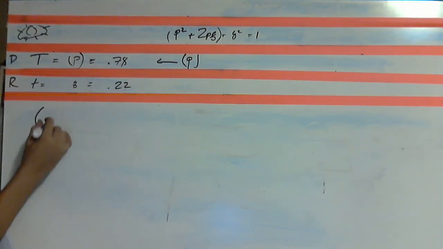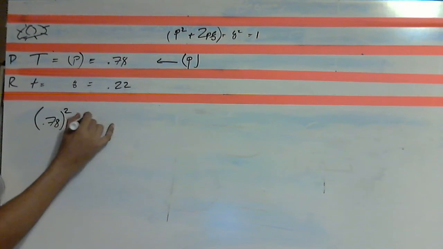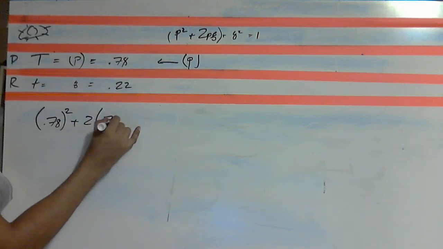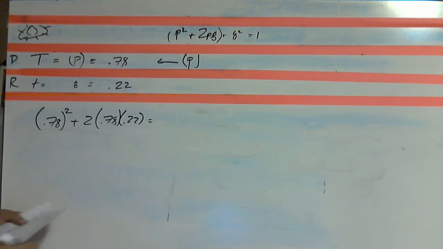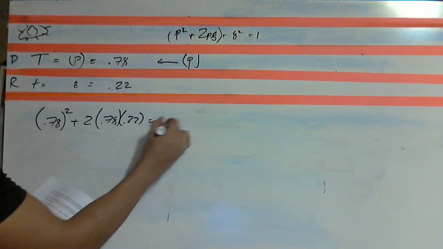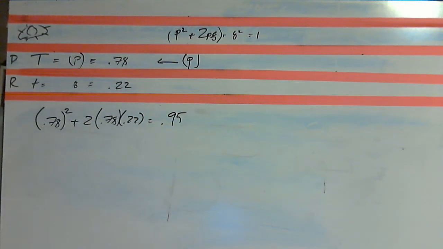Let's go ahead and do that. Our P squared is going to be 0.78 squared plus 2 times 0.78 times 0.22. So that's going to go ahead and equal 0.95. So that's the frequency at which we're going to see the dominant T in our population.